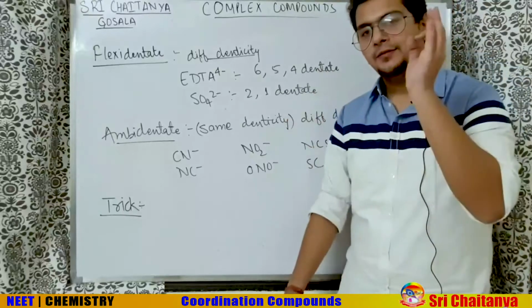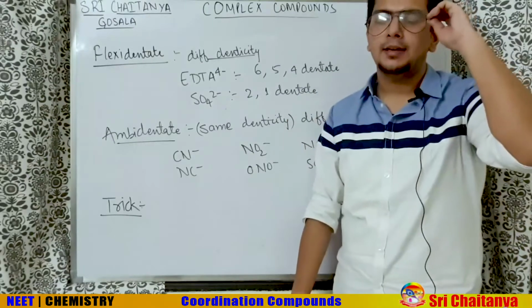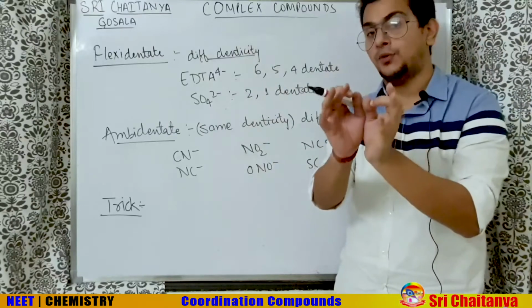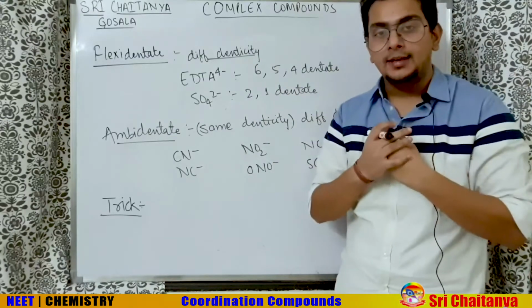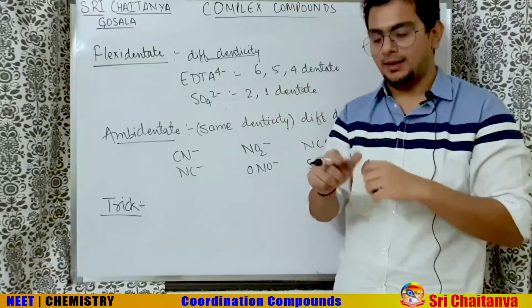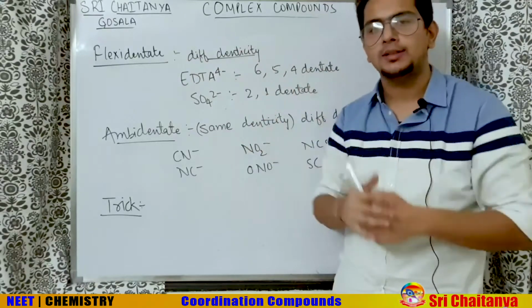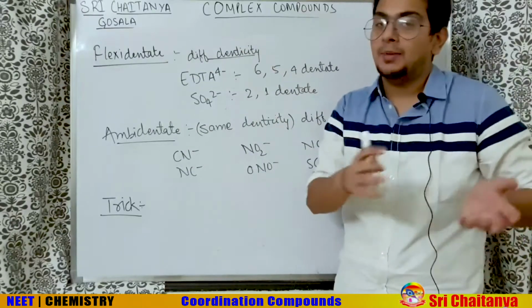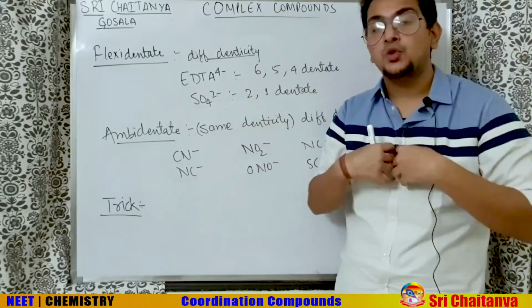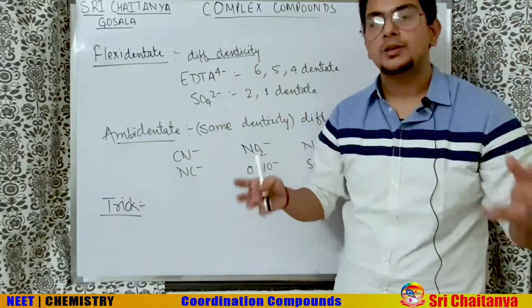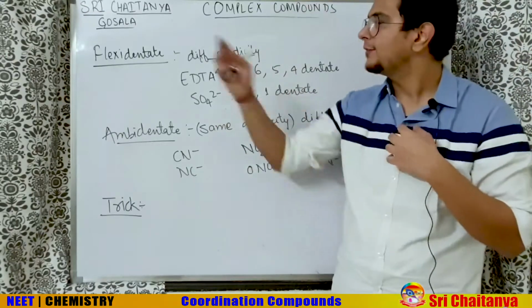Flexidentate ligands. Flexidentate by name it is clear, flexible denticity. What is denticity? Number of bonds formed. So if I am the ligand and with some compound I make, let's say, 2 bonds with some central atom, and with some other central atom I am making just 1 bond, so I am showing 2 different types of denticity in 2 different compounds. So which kind of ligand will I be called as?